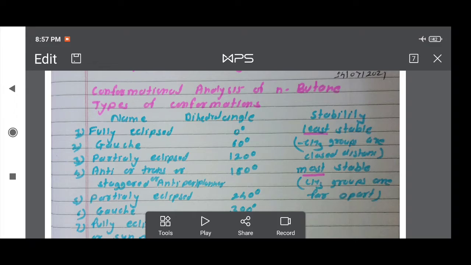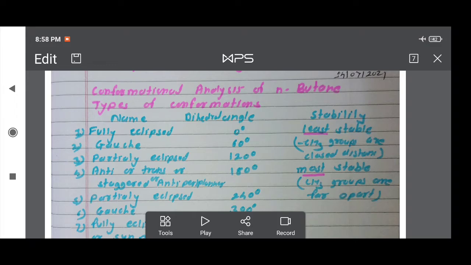Then in these conformations we study here, there are the 7 types of conformations shown by butane. First one is the fully eclipsed. I am showing here the name of the conformations, dihedral angle and stability. The name of the first conformation of normal butane is the fully eclipsed.